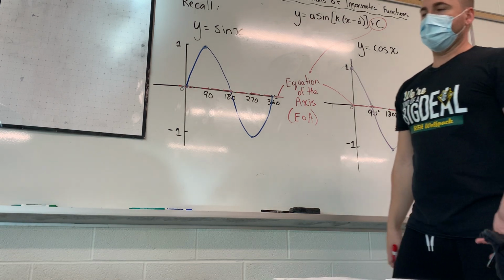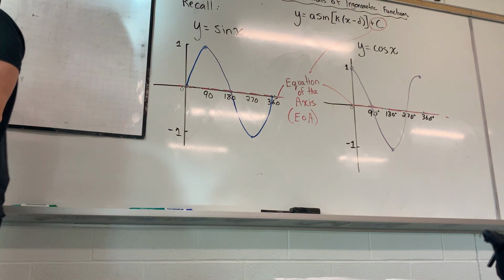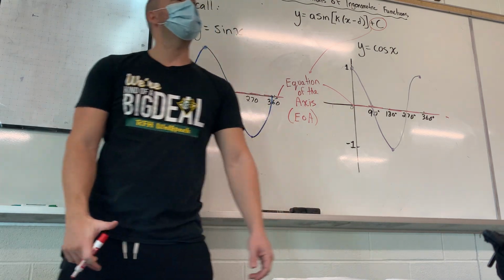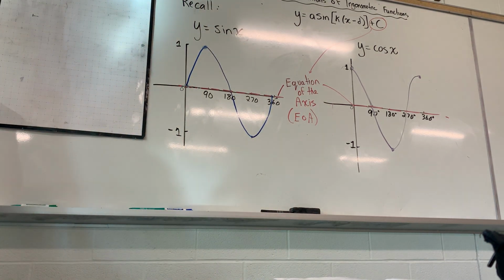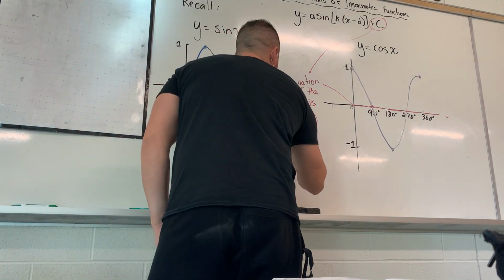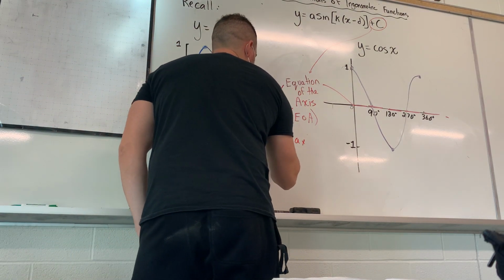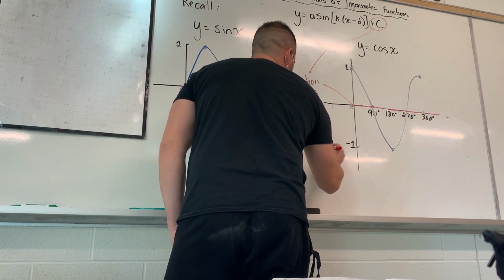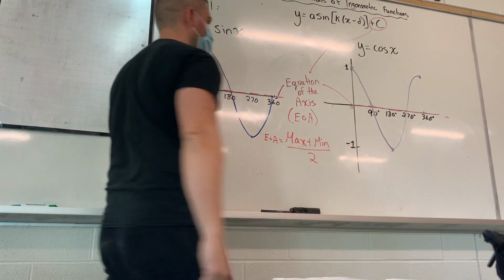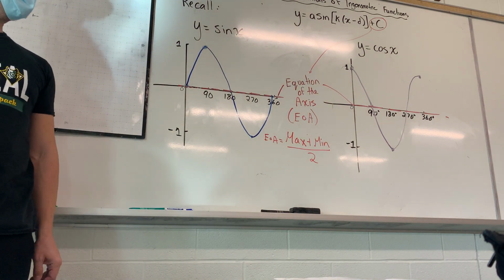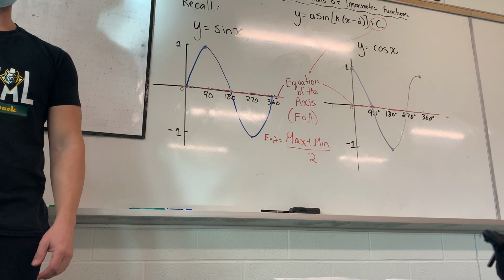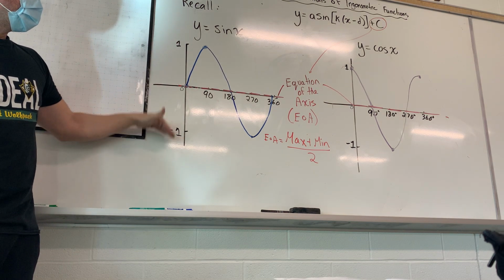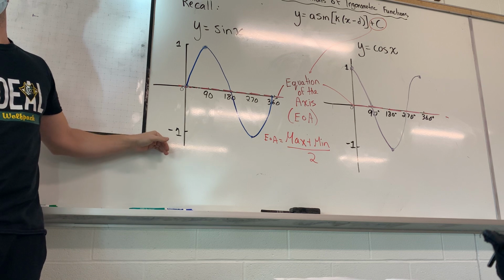If you don't have the equation, you can find out where the equation of the axis is by using a formula. Does anyone remember the formula for the equation of the axis? Tyler? Maximum plus minimum divided by 2. Good, so the EOA is your maximum value plus your minimum value divided by 2. So if you think about where we are right now, it would be 1 plus a negative 1, so 1 minus 1, which is 0, divided by 2, which is 0.